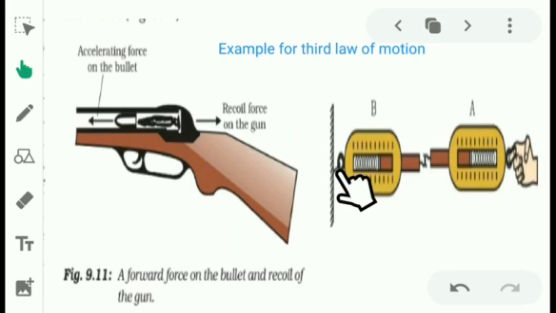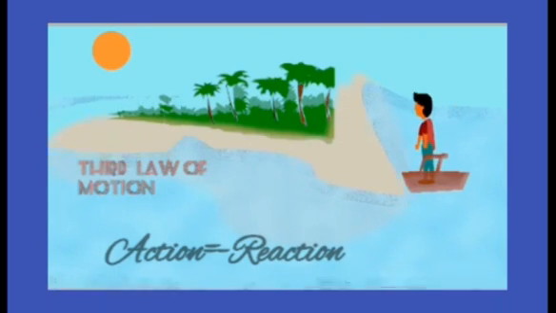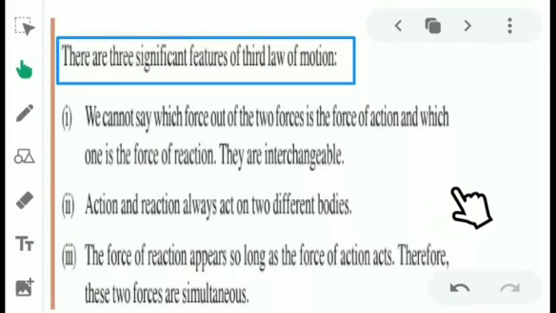This spring balance is attached to the wall. It is fixed. Then if you pull the other spring balance in this direction, you can see that the reading of both spring balances is the same. This shows action and reaction are equal and opposite. Next, the force of reaction appears so long as the force of action acts. So they are always in pairs and simultaneous.